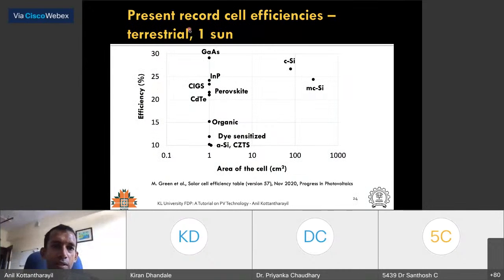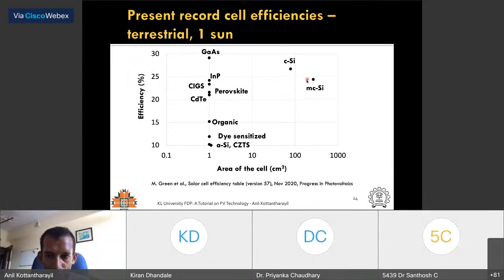These are present record cell efficiencies, terrestrial, which means for applications on the Earth, at one sun irradiation, so 1000 watts per meter square, what we discussed previously. This is based on the data published in a paper called Solar Cell Efficiency Tables. The latest version was in November 2020, published in the journal Progress in Photovoltaics.